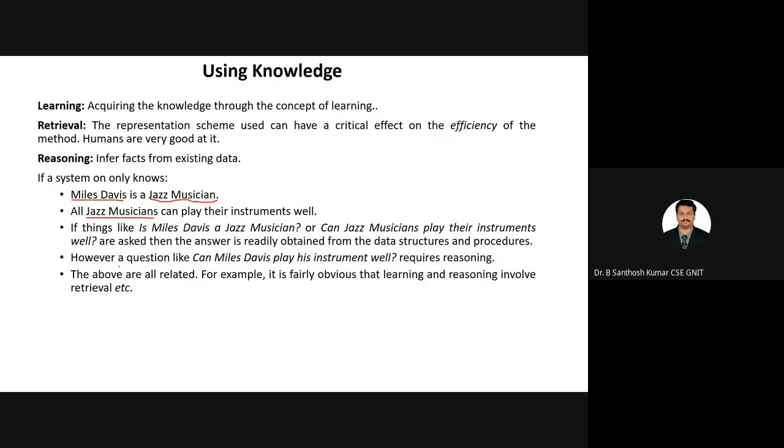However, we have questions like: can Miles Davis play his instrument well? This is an example question they are asking. So what is the answer? The statements are already given. Miles Davis is a jazz musician, and the second statement, all jazz musicians can play their instrument well. It means that Miles Davis also can play his instrument well. So the above are all related. For this example, it is fairly obvious that learning and reasoning involve retrievals.